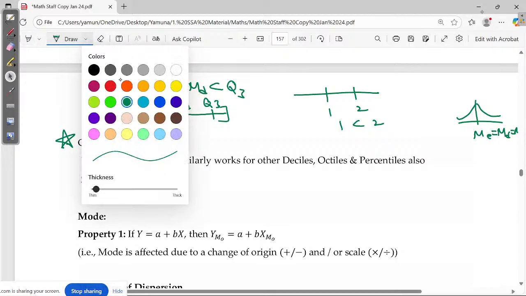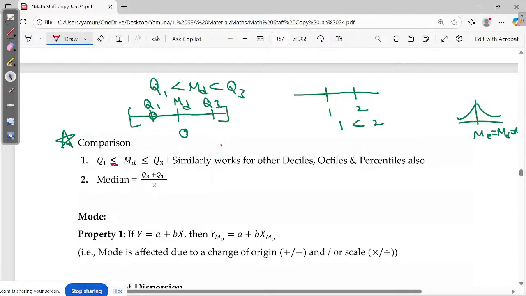But if you have a keen eye, you will note it is written as less than or equal to, right? If all the values happen to be the same, 2, 2, 2, what is the median? 2. What is the quartile? 2. So in that case, you have to write it as equal to. So it will be less than or equal to, less than or equal to. The same thing you can work out for deciles also.